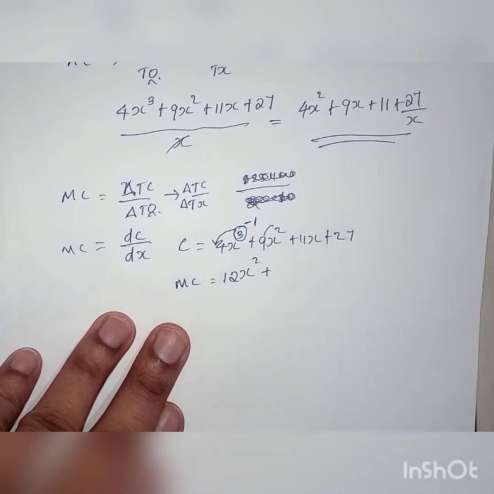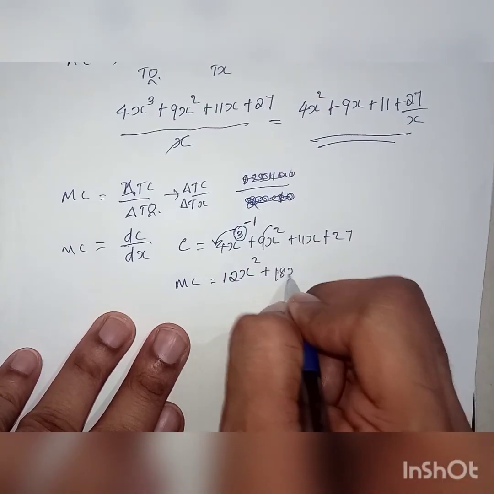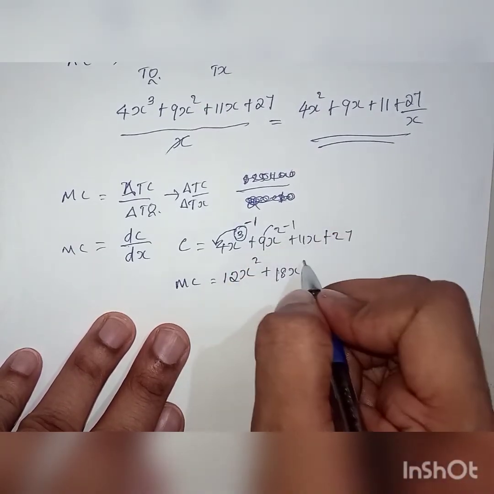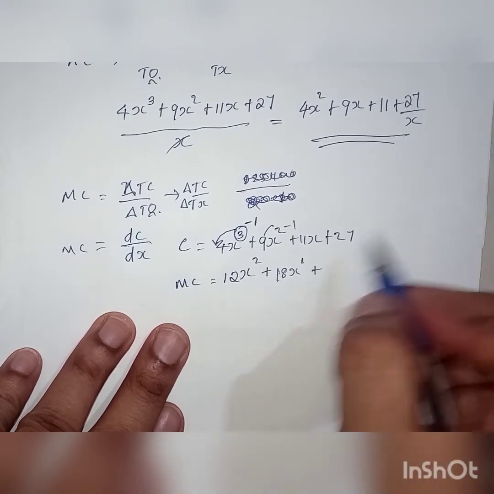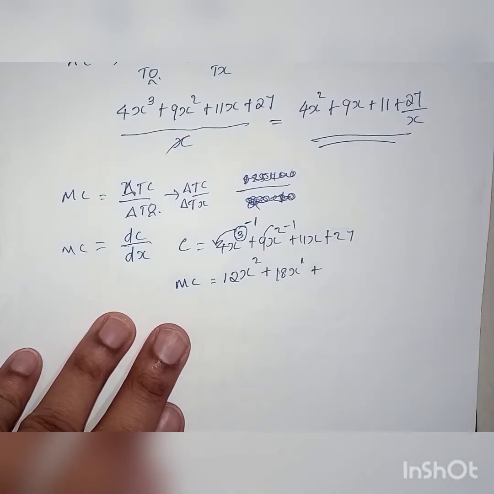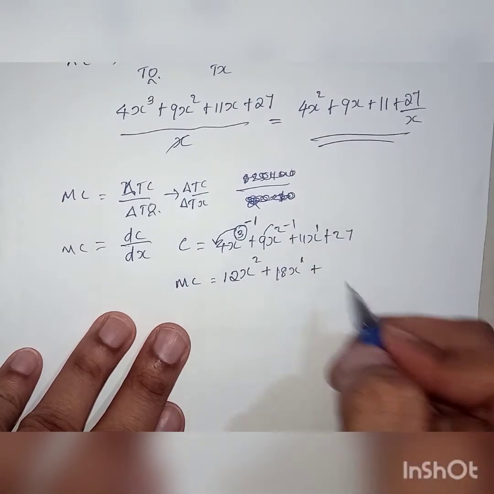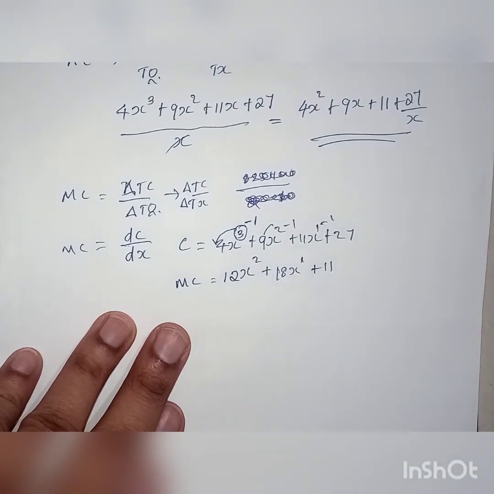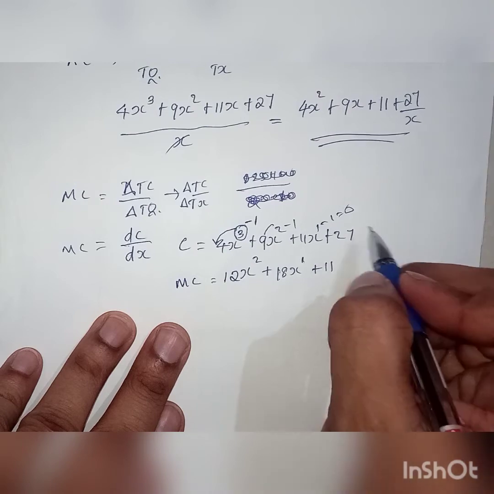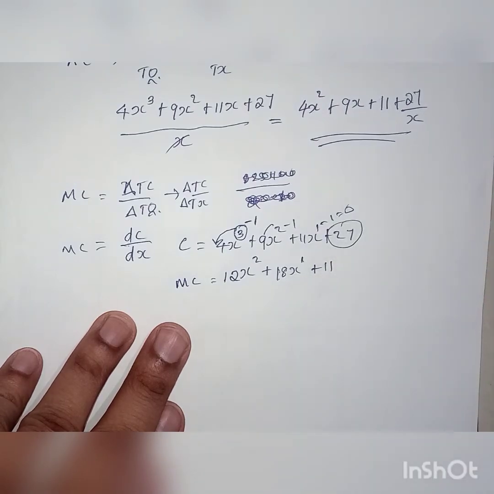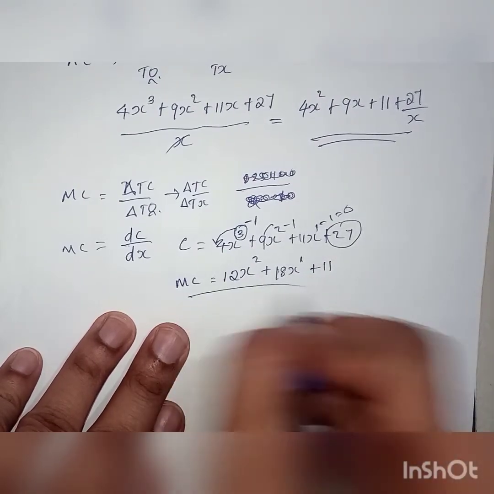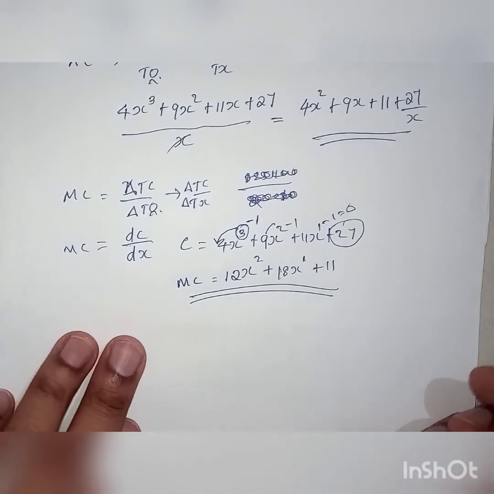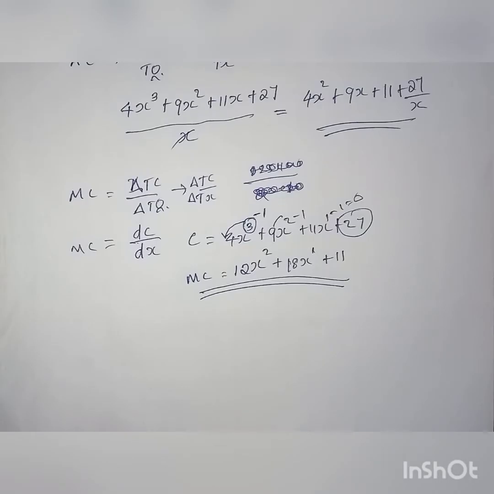Same thing here. 2 into 9, how much? 18. Power 2 minus 1 is 1, so 18x. Then here, it is x raised to 1, so 1 into 11 is 11, and 1 minus 1 is 0. Is there any x there? No, so we don't have to write it. Here, is there any x? No, so we don't have to consider it. So the final answer is the marginal cost, 12x² + 18x + 11. It's very easy.